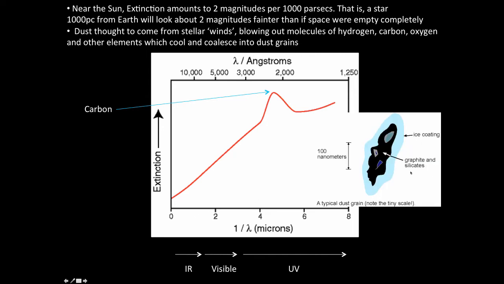Here's a little cartoon cross-section of a typical dust grain. They're very, very small, microscopic. 100 nanometers is a typical size. They may be coated in water ice, but they contain a lot of carbon and silicon in the center. So much of the gas and the dust out there we don't see directly, but we see it because stars appear dimmer and redder than they actually are.